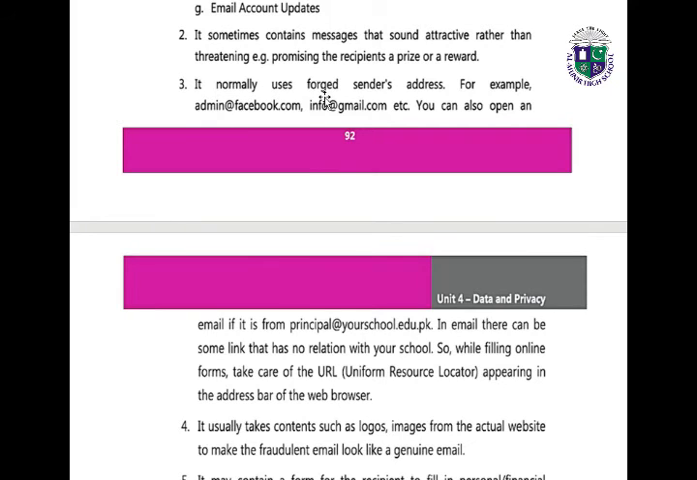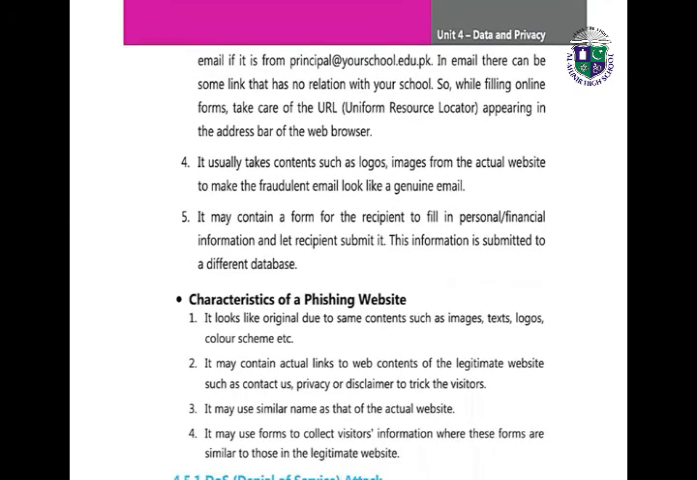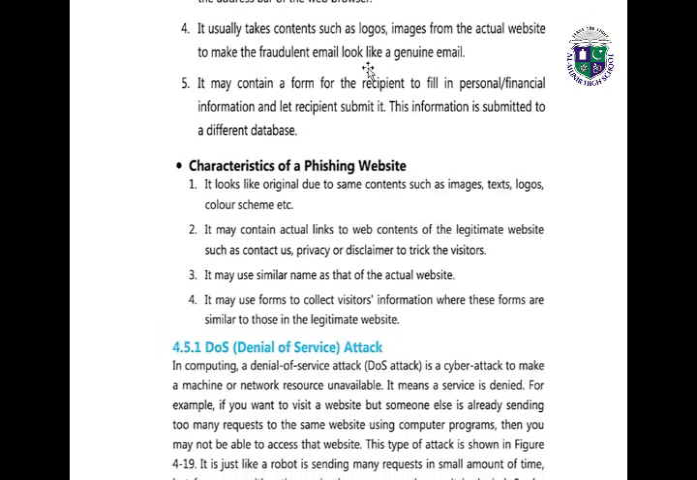It normally uses a forged sender's address like admin@facebook.com. It usually takes content such as logos and images from the actual website. It may contain a form for the recipient to fill in personal financial information and submit it.